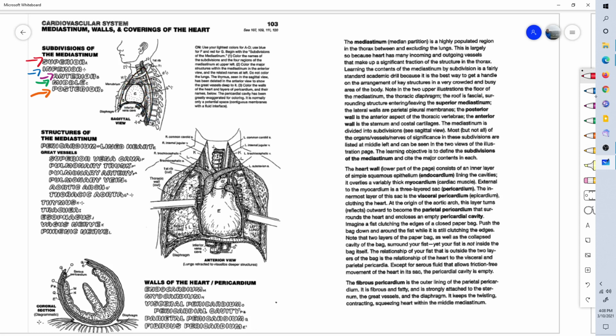The structures in the mediastinum: first you can see in the superior mediastinum the thymus gland here, and also in the anterior mediastinum. We see the heart in the middle mediastinum. We see the aorta in the superior mediastinum. This is the aortic arch. We see the thoracic aorta in the posterior mediastinum.